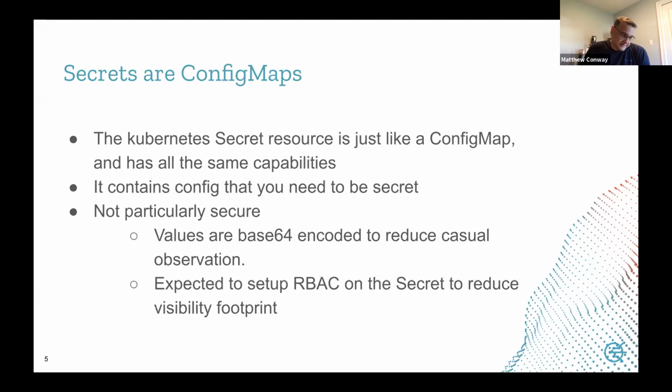Now, there are other ways to keep things secret, right? In your application, you can call out to a third-party service to get your secrets, right? Vault being the prototypical example there, CloudTruth as well. But if you're trying to use the secret resource, using RBAC to protect it, so only the right parties can see it, is the path that you follow.